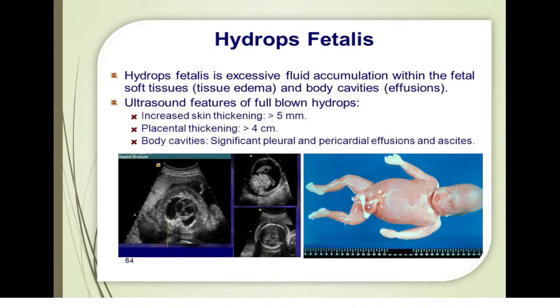Hydrops fetalis is the abnormal accumulation of fluid in two or more fetal compartments. This includes skin edema more than 5 mm, ascites, pleural and pericardial effusion. In some cases, this may be associated with placental edema, placental thickness more than 4 cm in the second trimester and more than 6 mm in the third trimester, and polyhydramnios.